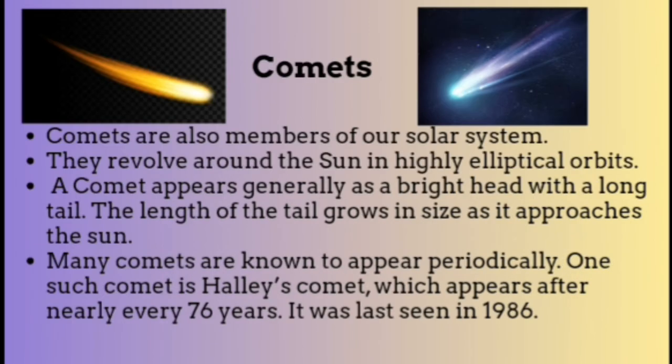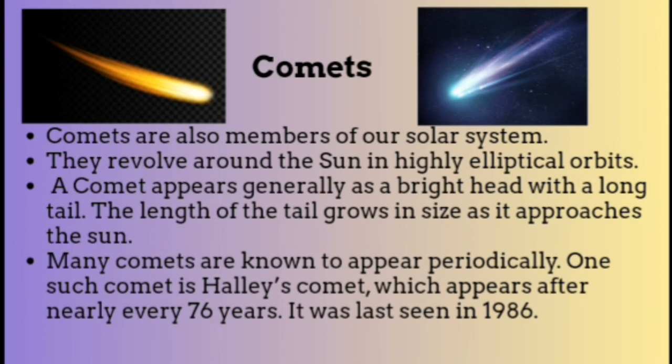The most wonderful, beautiful and amazing objects in our solar system are comets. Comets are also members of our solar system. Like we have relatives in the family, comets are relatives to the solar system. They revolve around the Sun in highly elliptical orbits. A comet appears generally as a bright head with a long tail. The length of the tail grows as it approaches the Sun. You can see in the figure it has a long tail with a head.